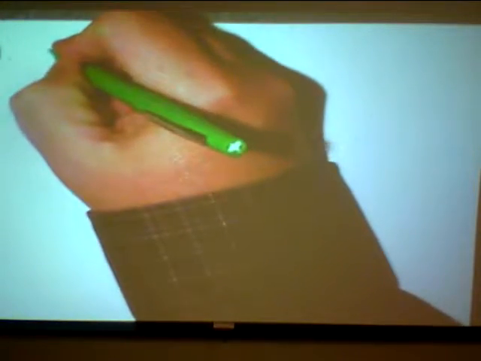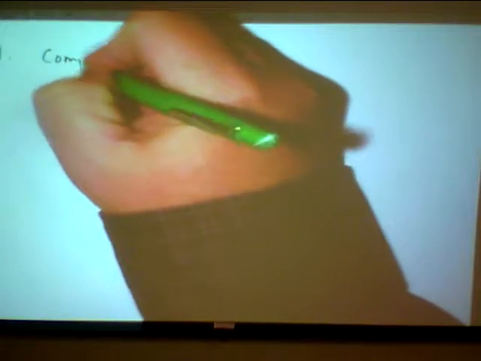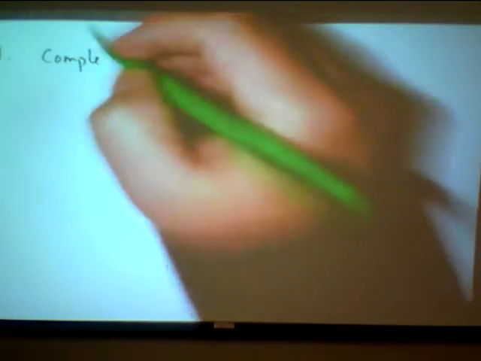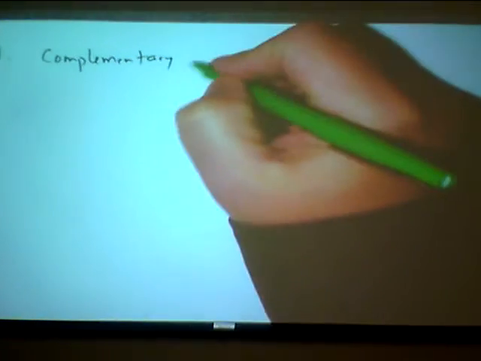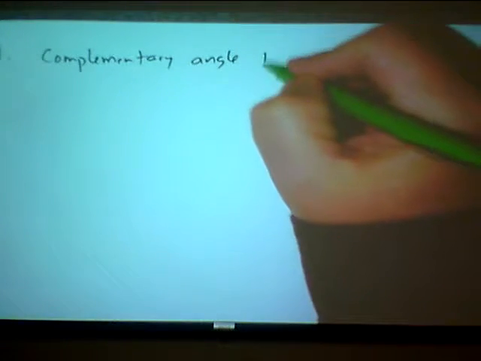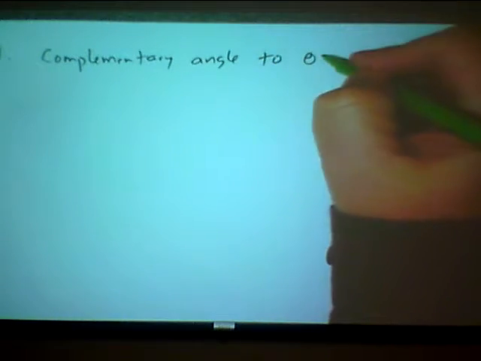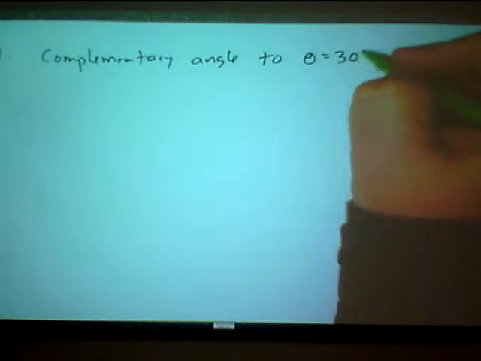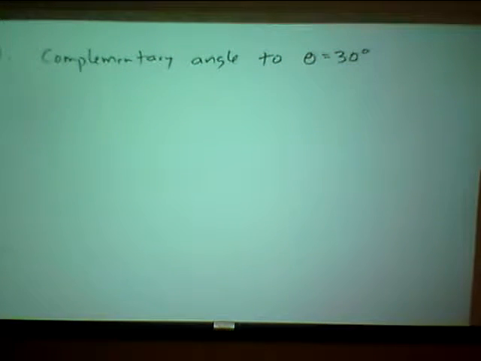I want to find the complementary angle to theta equals 30 degrees. All right, this is a very simple example just to make sure everybody understands what a complementary angle is.